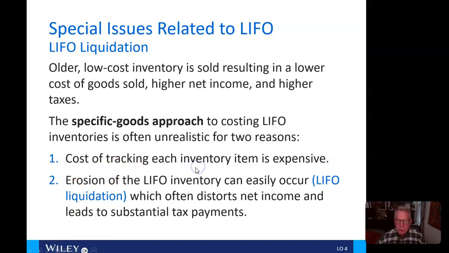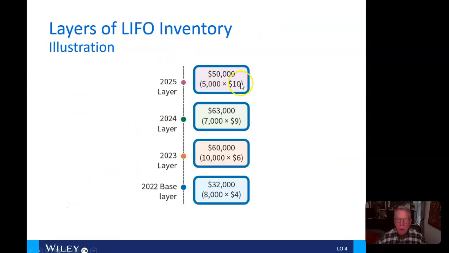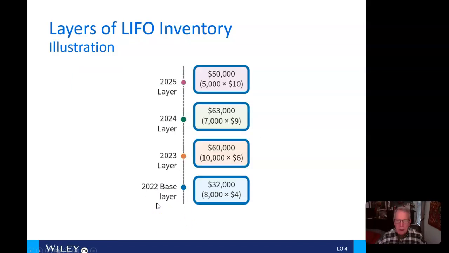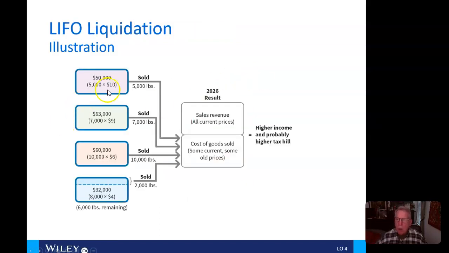So here is a layer of LIFO inventory. Here's our base layer, and we added this, we added that, we added that in the subsequent years. Now, when we liquidate this, we're going to sell from the bottom up. Let's go back here. Here is our base layer, and we have our top layer here at 50,000. So that's our inventory.